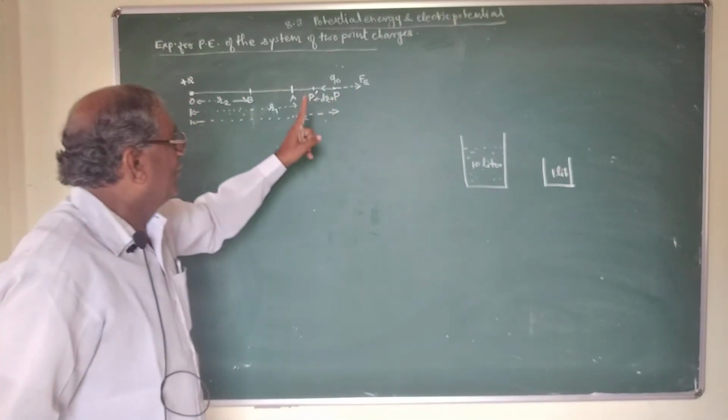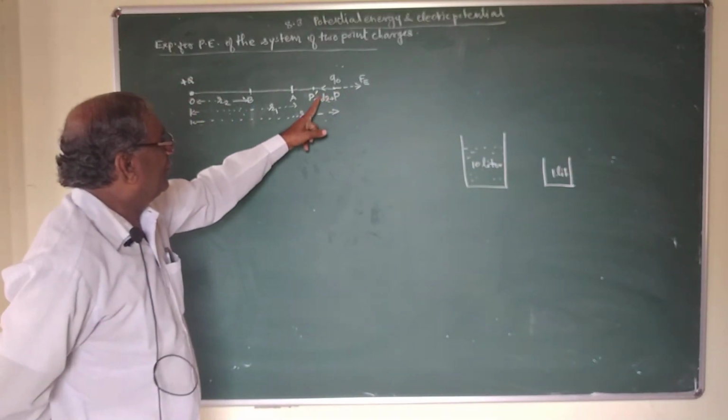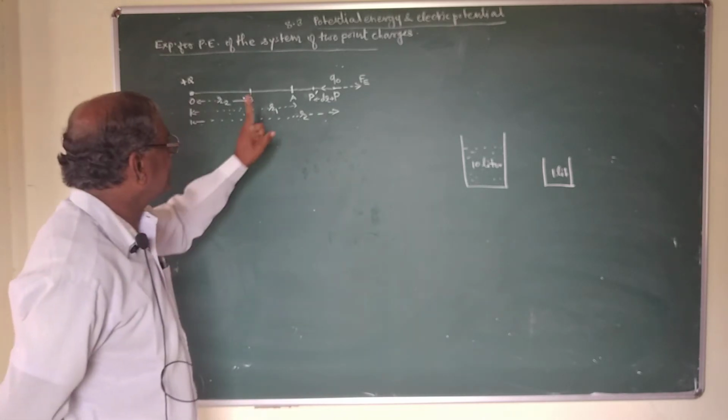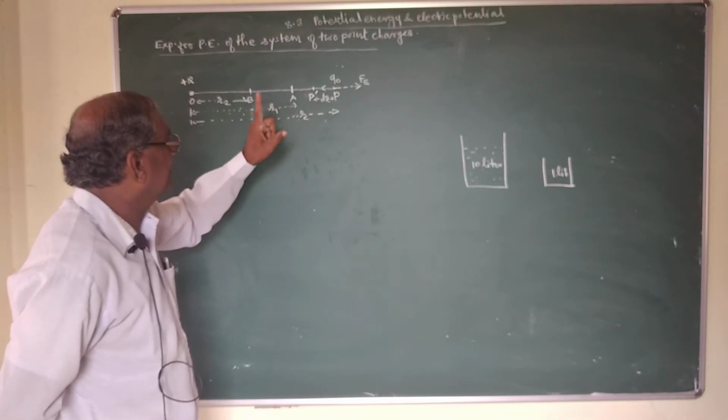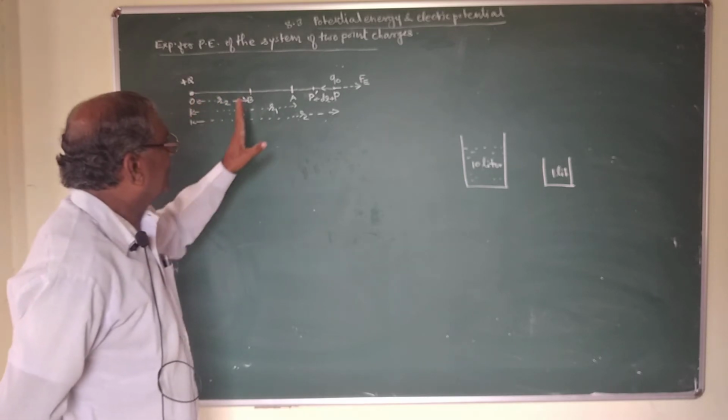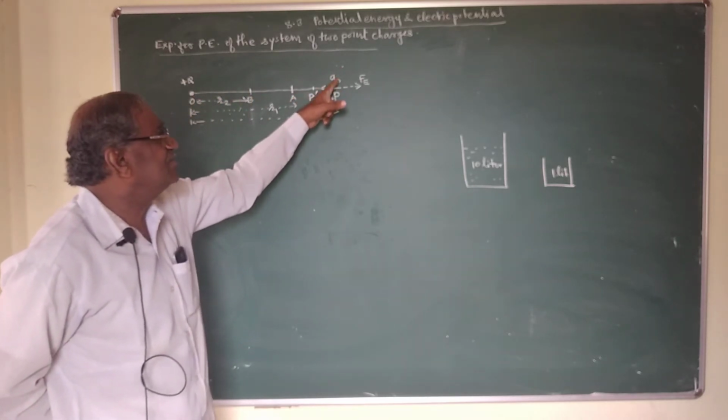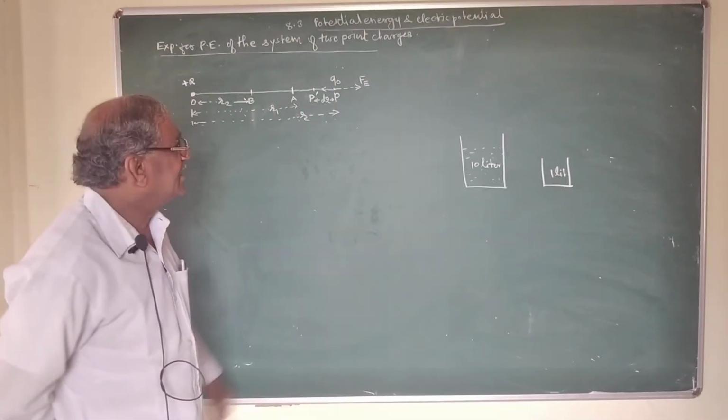Now, we have to find how much is the change in potential energy of the system. For this purpose, we consider a small charge Q0. Let a small charge Q0 be brought from point A to B at respective distances R1 and R2 from the point O. We have to move Q0 charge from A to B in the electric field of this Q charge.